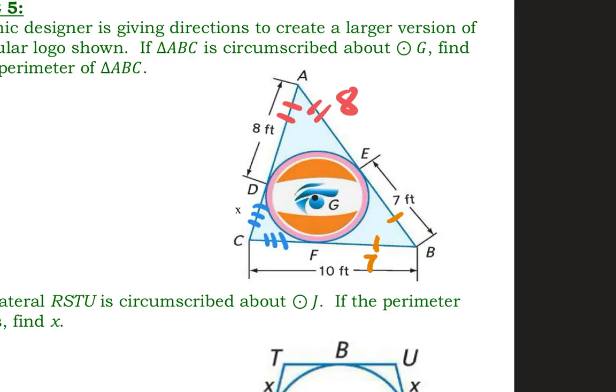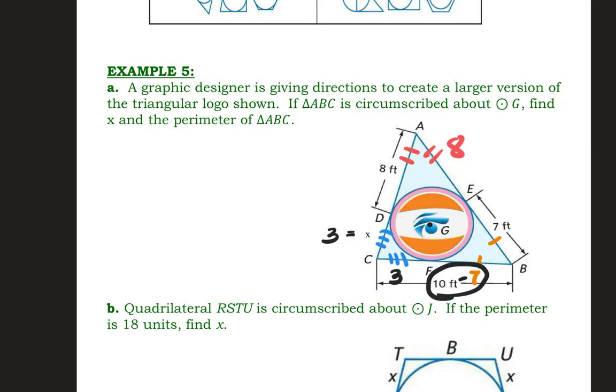So how do we figure out what that X is? Just 10 minus 7. You're going to do this piece right here. 10 minus 7 is 3. And if that's 3, then X is 3. All right, and then the only other thing you have to do is find the perimeter. So to find your perimeter, you're going to double your 8s, double your 7s, and then double your 3s. 36.